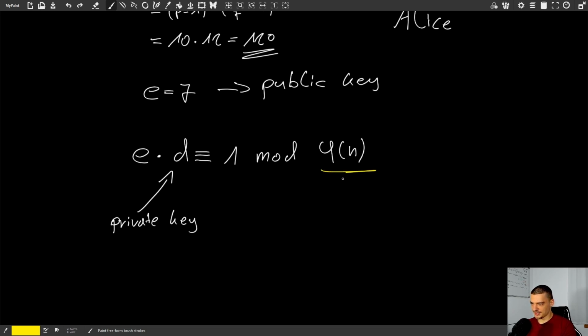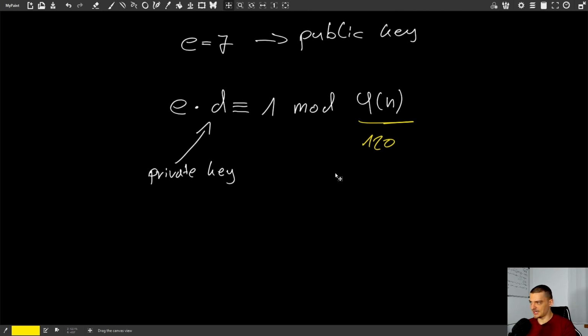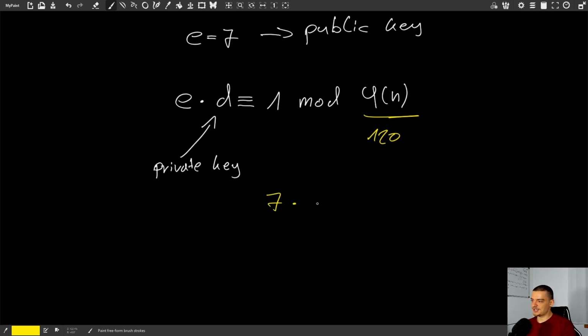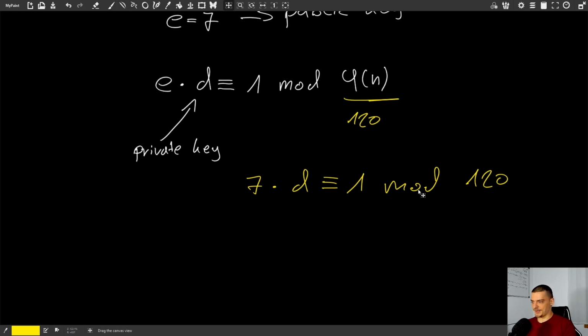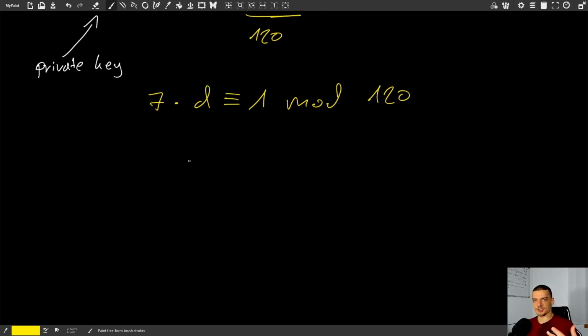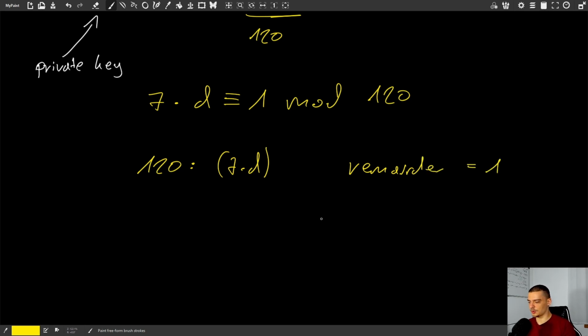And phi in our case is, remember, 120. So essentially what I'm looking for is 7 times something, which is d, is congruent to 1 modulo 120. Or again, in other words, I'm trying to repeat it as much as possible so that it sticks in your brain and it's quite simple to understand. If I take 7 times d, whatever d is, not 7 times 9, 7 times d, whatever d is, and divide it by 120, the remainder of that division would be 1. That is what I'm looking for.